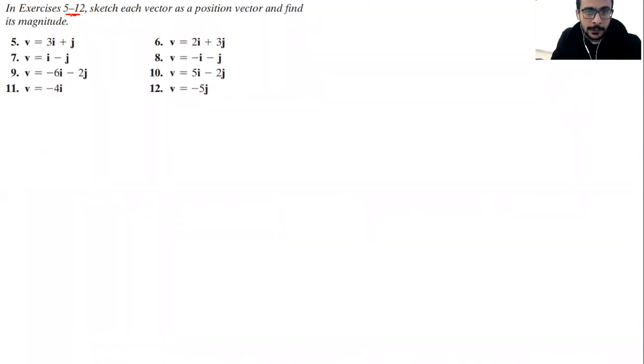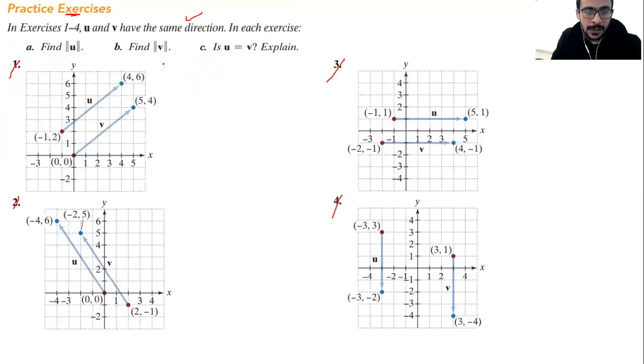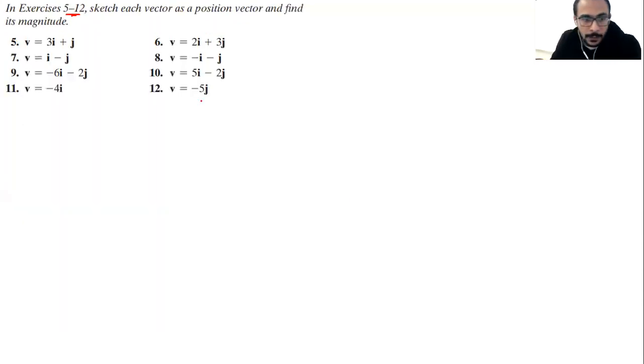I am required to find the magnitude of u and v, right? If I ask you whether u equals v, you have to do the first and second requirements, a and b first. You have to find the magnitude of u, the magnitude of v, and then say yes or no, because the two vectors have the same magnitude or not. From 5 to 12 we will sketch the vector and find its magnitude.